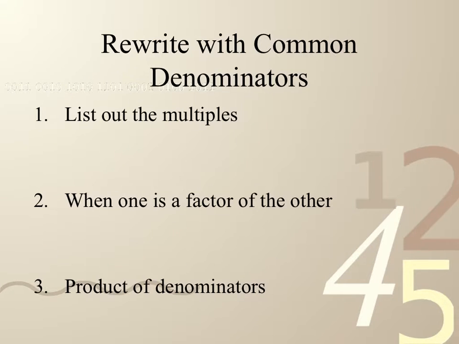When I rewrite fractions with common denominators, though, I use a quicker and easier method. I find common denominators by asking myself 3 different questions. The first question is, is one a factor of the other? If one is a factor of the other, then you simply use the larger denominator as the common denominator. The second question I ask, if that is not the case, do they share a factor other than 1? If they do, then I'll list out the multiples. If they don't, then the last method that I will use is the product of the denominators.